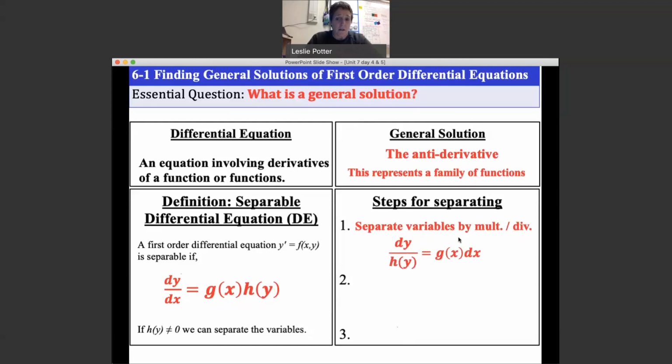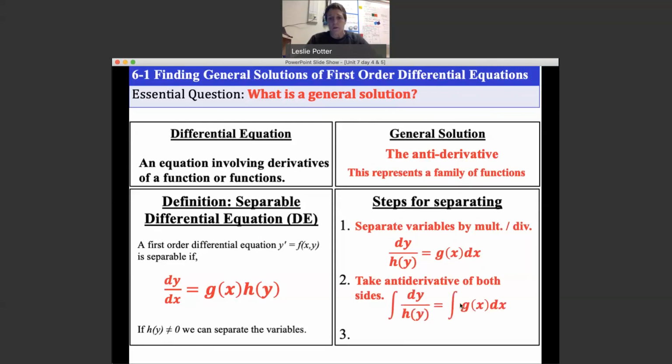It would look like this. Dividing each side by h of y moves h of y into the denominator here. Multiplying each side by dx moves dx into the numerator here. Now I've got all my y stuff on the left, all my x stuff on the right, and I can take the antiderivative of both sides. That's what I mean by the multiply or divide process. That's exactly what step 2 is: we're going to take the antiderivative of both sides.